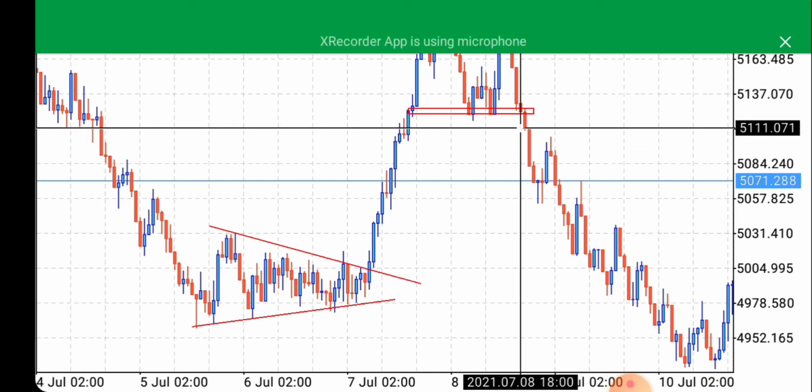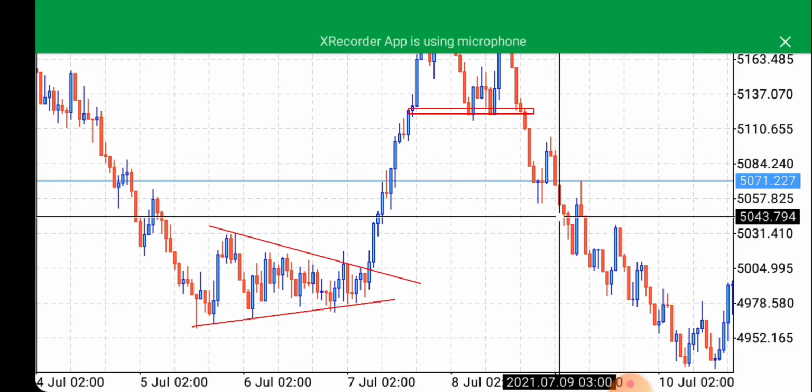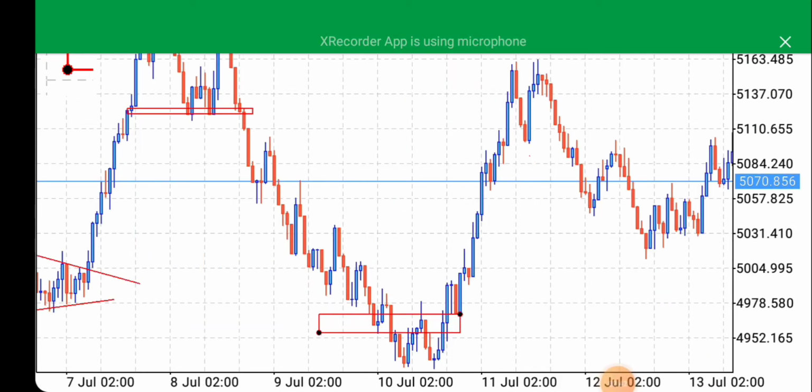So if you had entered here, placed your stop loss somewhere above here, and then your TP here, you would have made good profits. So you see where we are heading to. Let me show you another example. See, this is another example here. This was a zone of interest. So you see how price moved.